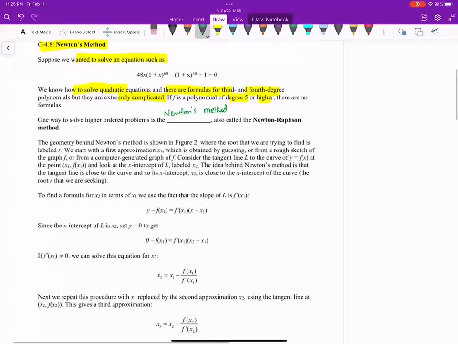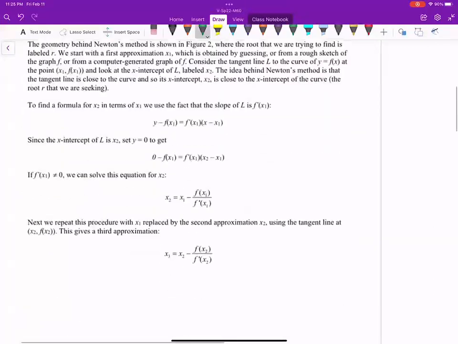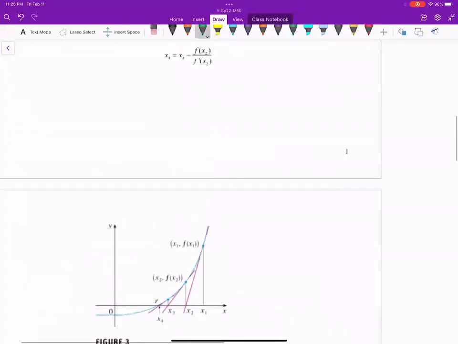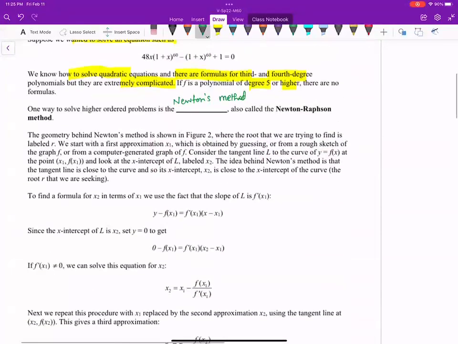The geometry behind Newton's method is shown in figure 2. In this figure, the root that we are trying to find is labeled as R. We start with the first approximation x1, which is obtained by guessing, or from a rough sketch of the graph of f, or from a computer-generated graph of f. Consider the tangent line L to the curve y = f(x) at the point (x1, f(x1)), and look at the x-intercept of L, labeled as x2.